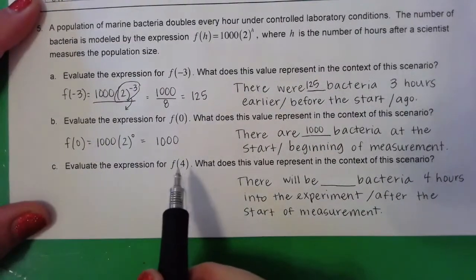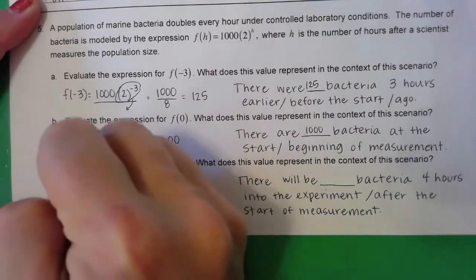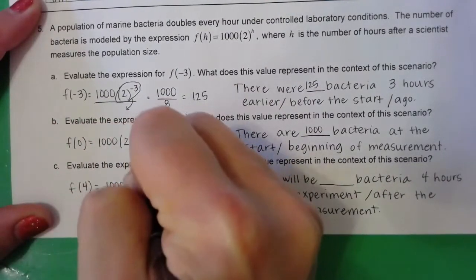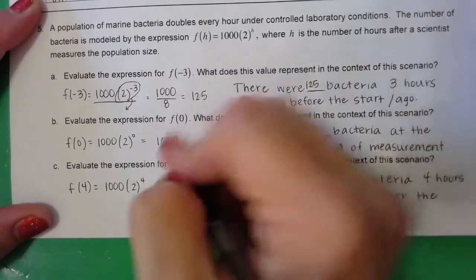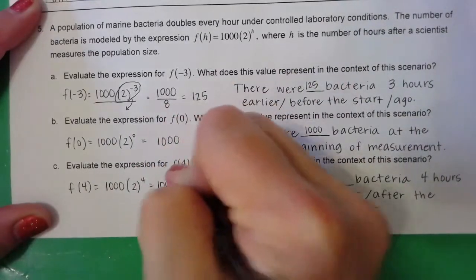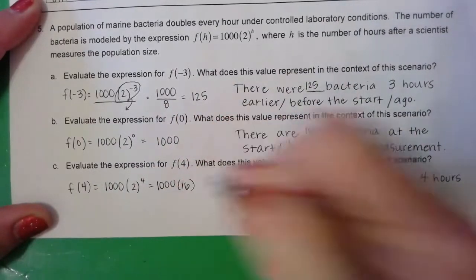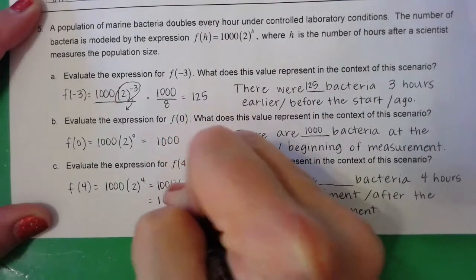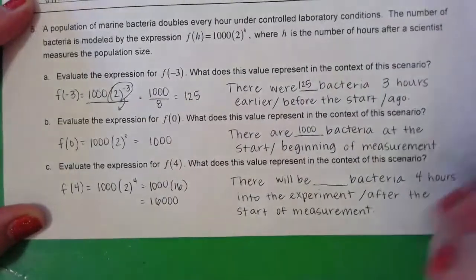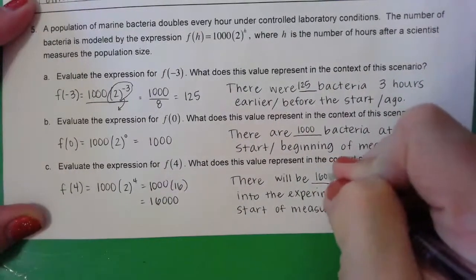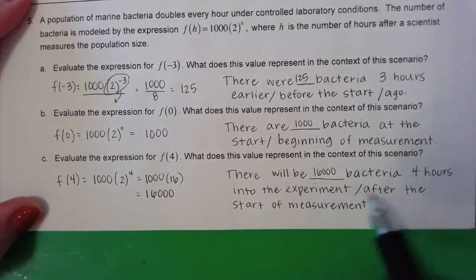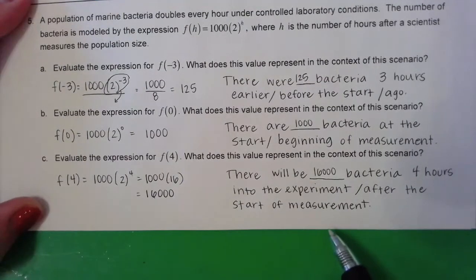And then the last one wants us to plug in f of 4. So f of 4 is equal to 1,000 times 2 raised up to the positive 4th exponent. Let's see, 2 to the 4th is 16, and then 1,000 times 16 is going to give you 16,000. So there will be 16,000 bacteria 4 hours into the experiment. You could also say 4 hours after the start of measurement.